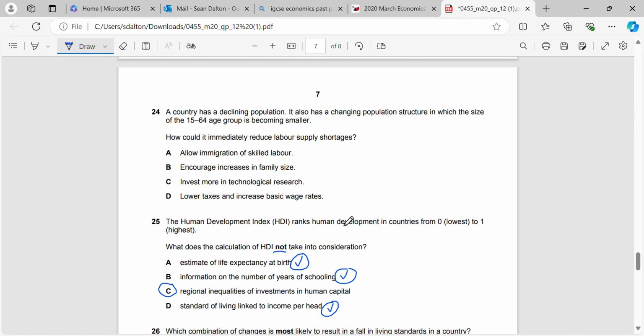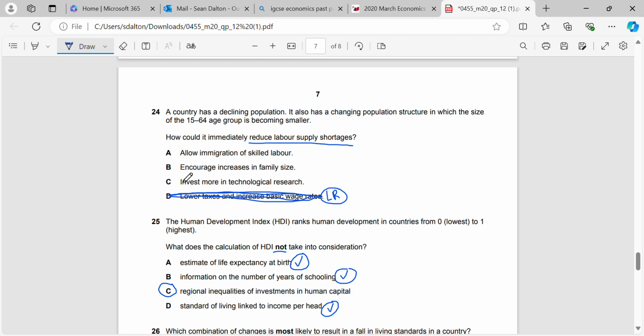Question 24. A country has a declining population. It also has a changing population structure in which the size of the 15 to 64 age group is becoming smaller. How could it immediately reduce labour supply shortages? Lowering taxes and increasing basic wage rates will help to reduce labour supply shortages, but that's going to take a long time. So for argument's sake, that's long run.